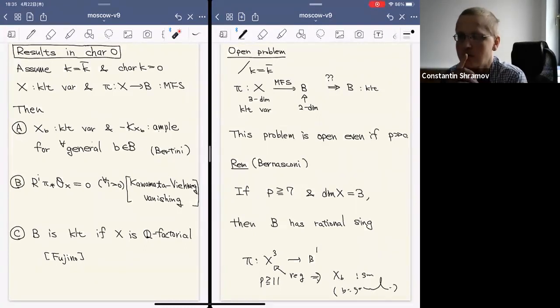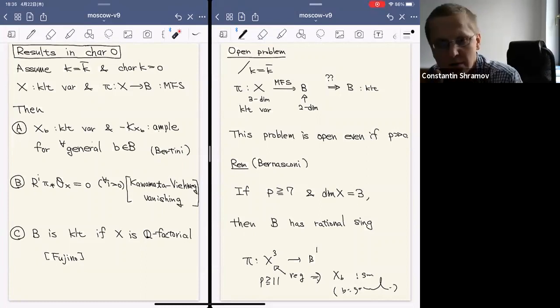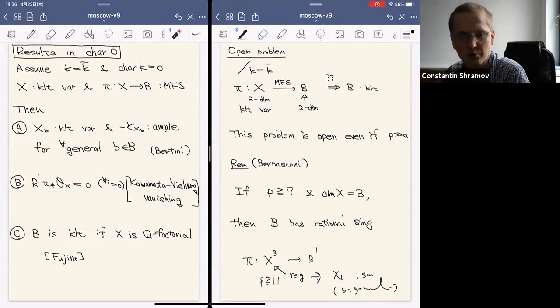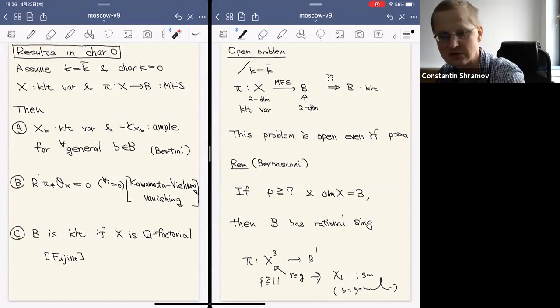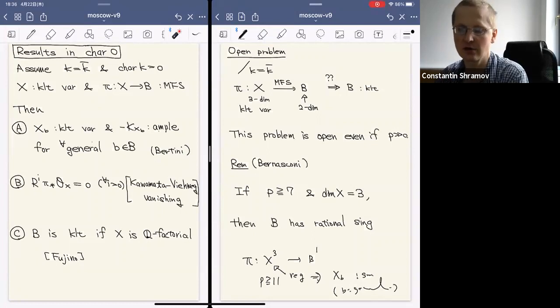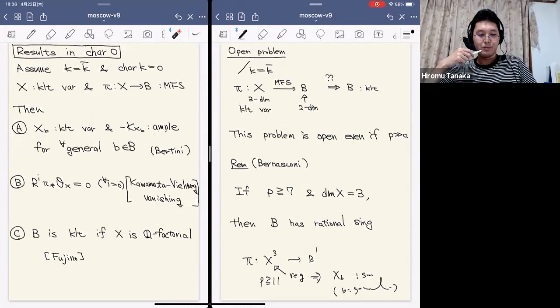Other questions? Maybe I have a question which comes in two parts. The first is, we see that if you just assume that the variety you start from is KLT, then life is hard, life is tough. Suppose that it's not KLT, but say terminal. Does life become better in this case?